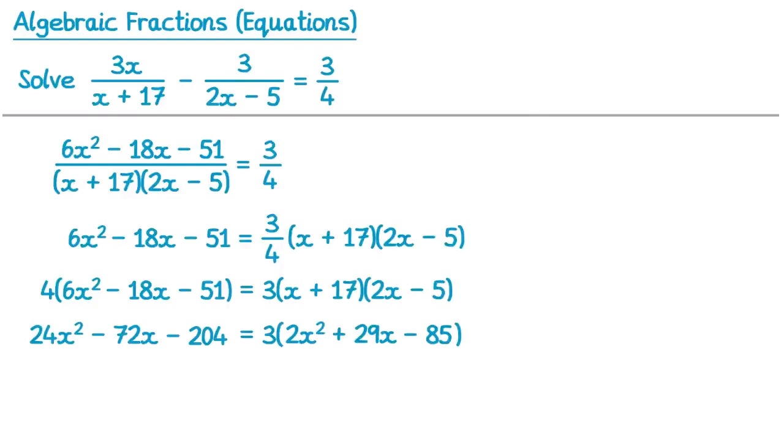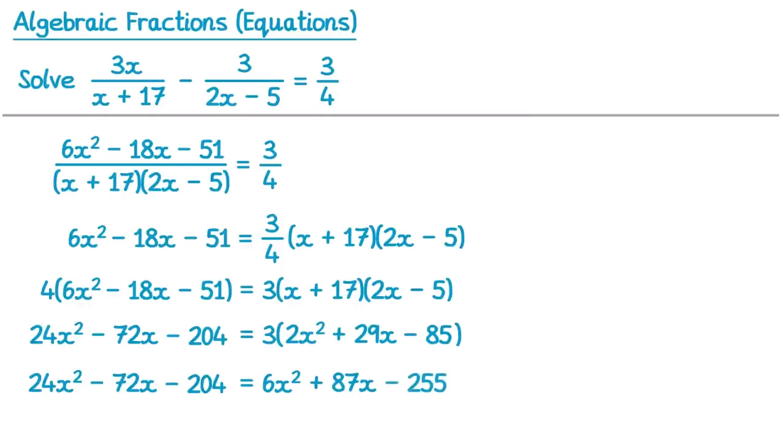We can leave that left-hand side alone and expand this bracket on the right-hand side. We need to multiply by 3 this time. 3 lots of 2x squared is 6x squared. 3 lots of 29x is 87x. And 3 lots of negative 85 is negative 255. So we do end up with a quadratic equation to solve.